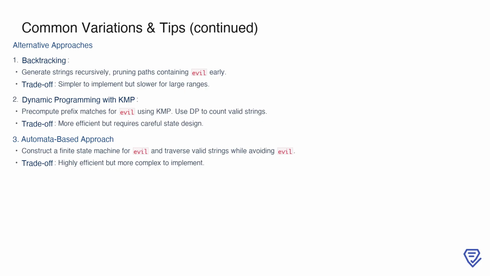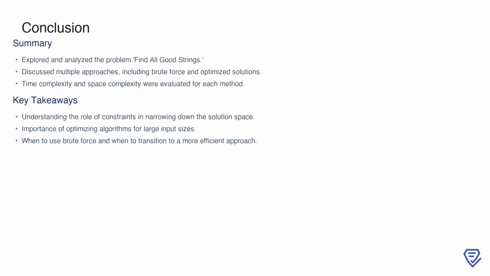A third option is an automata-based approach, where you construct a finite state machine for evil and traverse valid strings while avoiding the evil substring. This method is highly efficient but introduces additional complexity. Each approach has its strengths and weaknesses, so the choice depends on the context and requirements of the problem. Great work! Today, we tackled the problem Find All Good Strings, explored multiple approaches, and learned key optimization strategies. Remember, understanding constraints and time complexity is crucial for efficient coding.